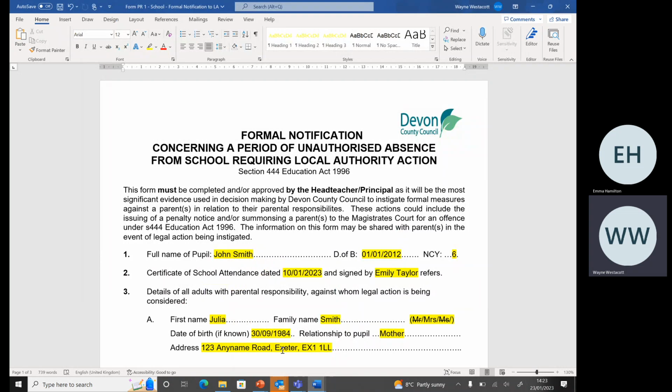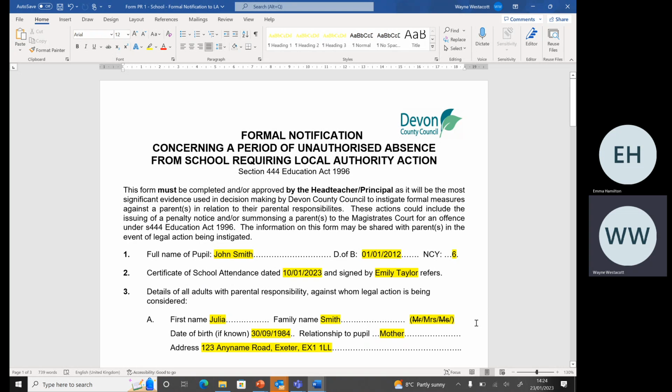We're still looking at penalty notices and the penalty notice process. In this video, we're going to focus on the forms that you need to be completing to send in to the local authority, Devon County Council, so that they can consider sending out a penalty notice. First off, the first form that you'll be completing is the PR1.